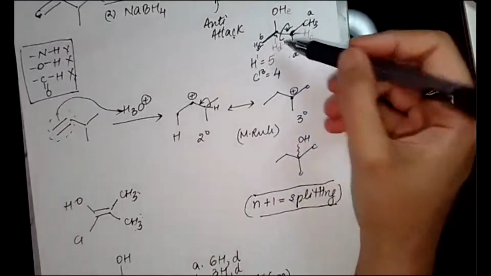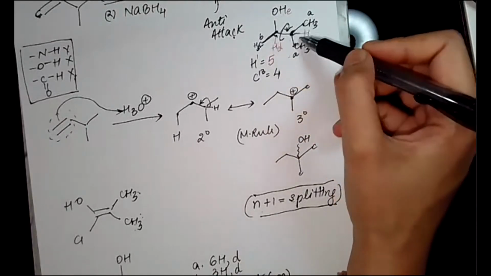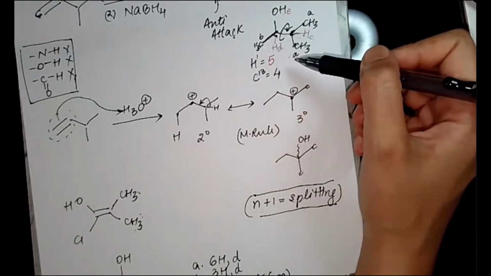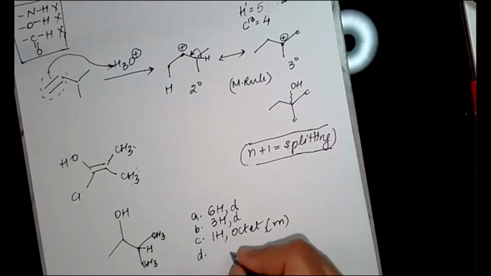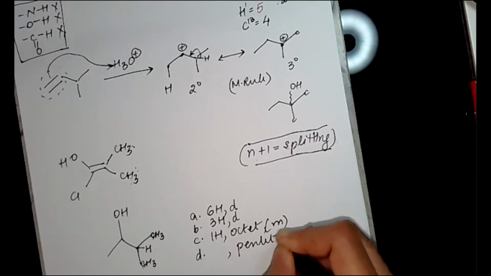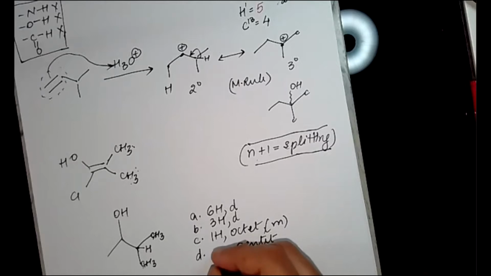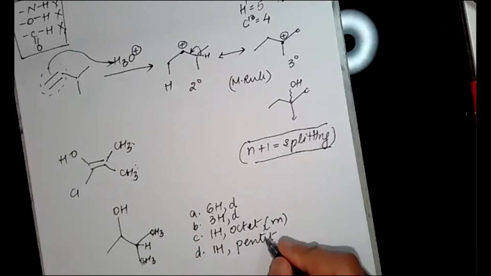So coming back to our structure for HD, how many neighbors do I have? 3 and 1, so 4 neighbors. 4 plus 1 is 5, which gives us a quintet or a pentet. So for these many hydrogens, this is the splitting pattern that we see.